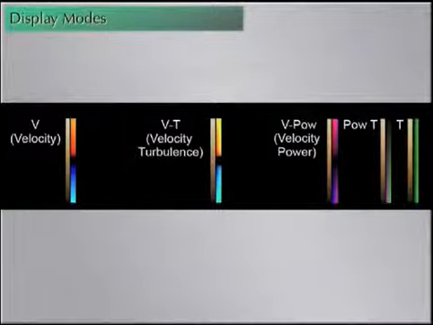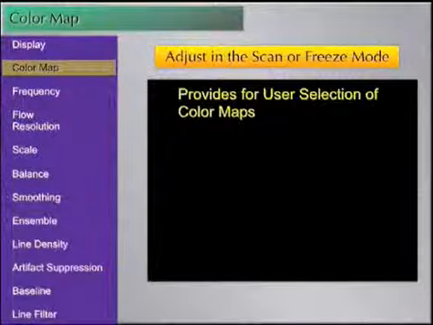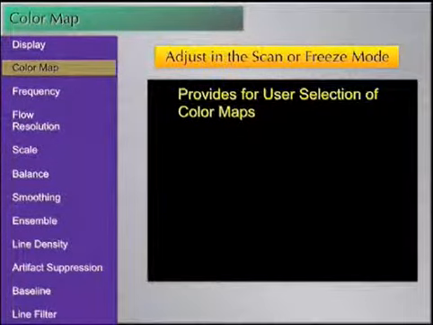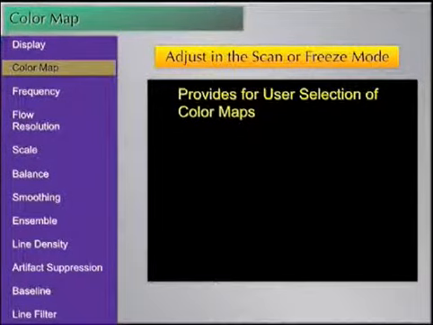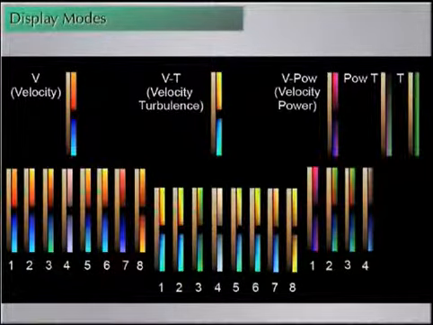This is a display of the color maps that are available: velocity, velocity and turbulence, velocity and power, power and turbulence, and turbulence. Let's now examine the color map setting. This expands upon the various iterations of the previous color maps to provide the user with more choices. This represents the variations of the 5 main display maps described previously.